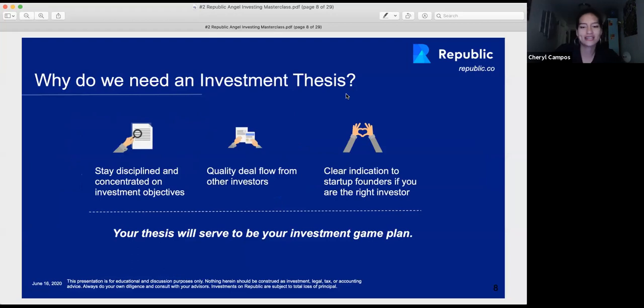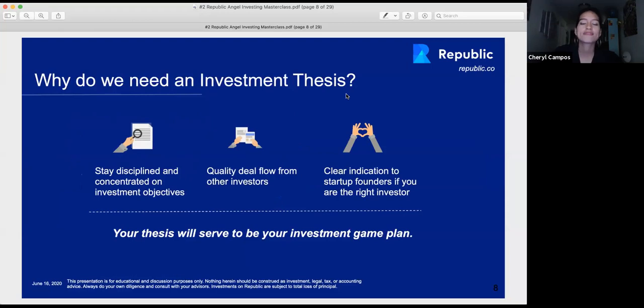Why do you really need an investment thesis? There are three reasons here. One is to stay disciplined and concentrated on investment objectives. Once again, there's so much noise out there. There are so many opportunities. If you go to republic.co, you'll see anywhere from 30 to 50 opportunities listed. But you really want to focus on the areas that you are passionate about and sure of. And that really does allow you to cut through a lot of the noise.